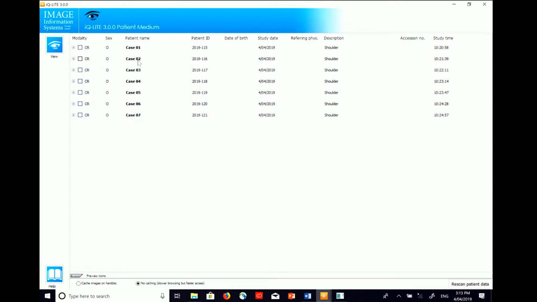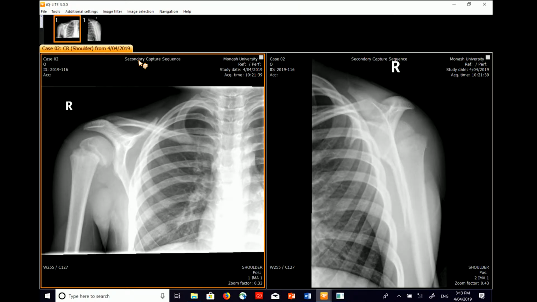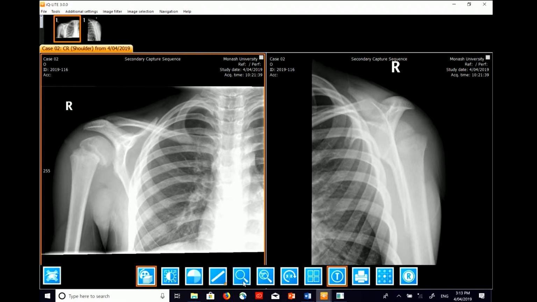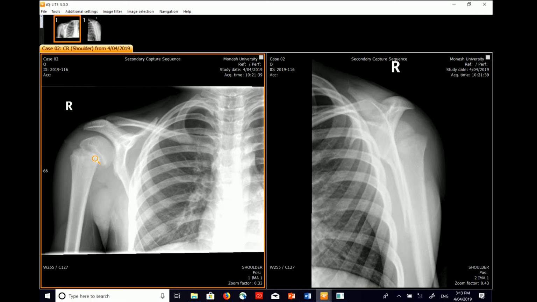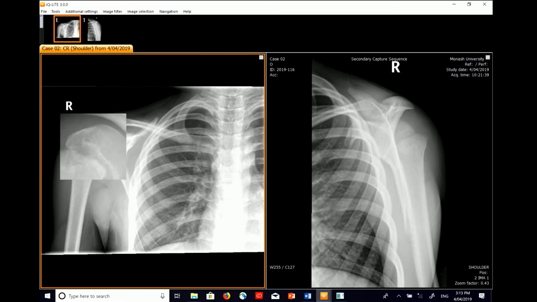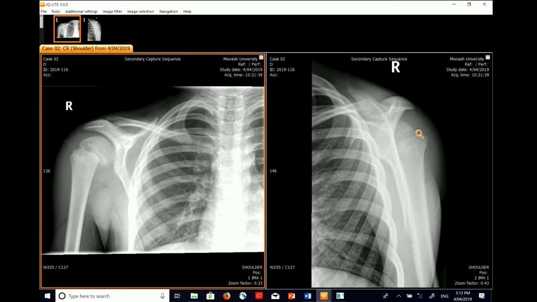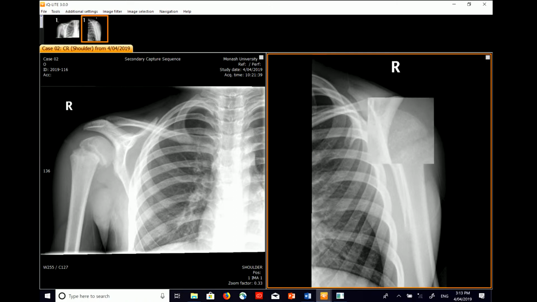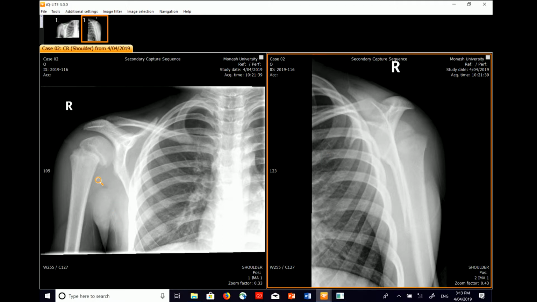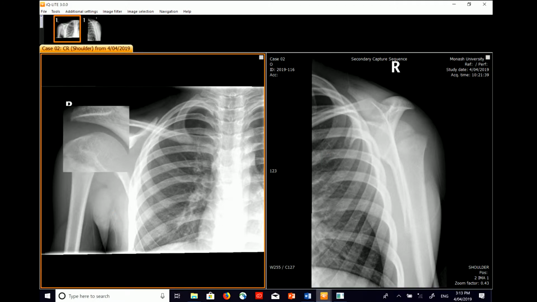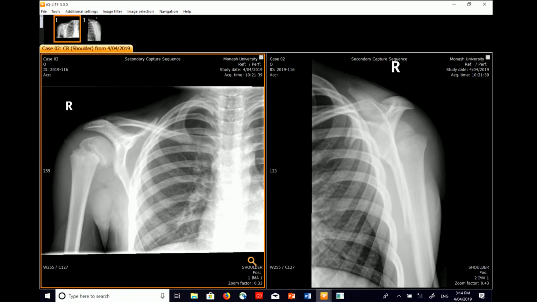For case 2, we have a young patient who fell off a bike and now has a painful arm from the shoulder to the elbow. If we look at the AP view, we can see that the humeral head has slipped, and on the lateral, the Y view, we can also see that it's angled forward. However, it doesn't really affect the glenohumeral joint.